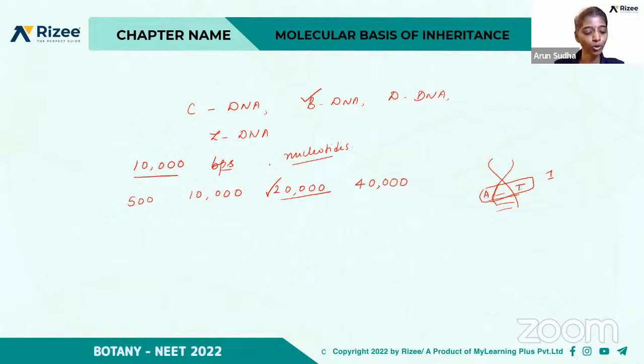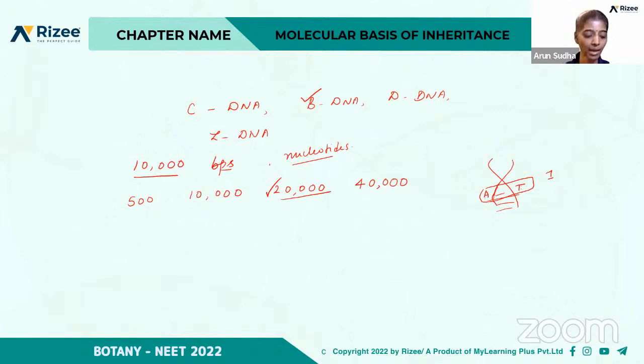Then nucleotide. Option A, nitrogen base, pentose sugar and phosphoric acid. Option B, nitrogen, hexose sugar and phosphoric acid. Option C, nitrogen base, pentose sugar. Option D, nitrogen base, triose and phosphoric acid. The nucleotide is, A is the right answer. That is, it has nitrogen base, pentose sugar and phosphoric acid.